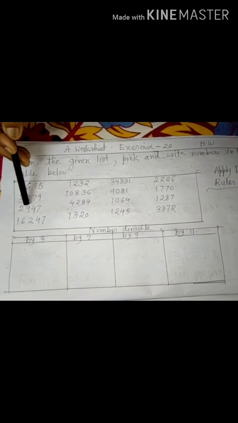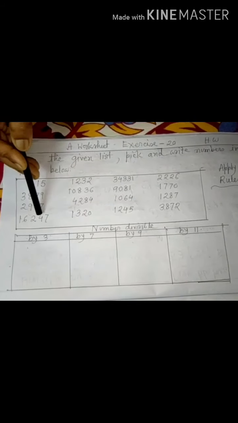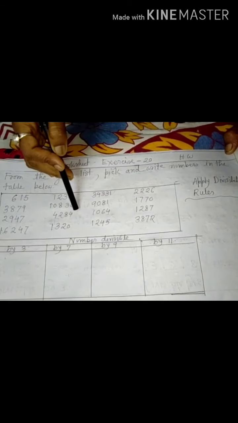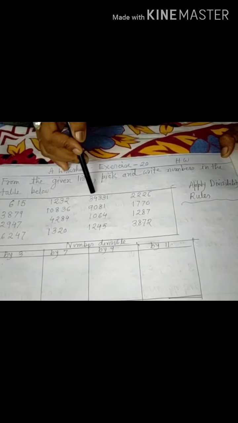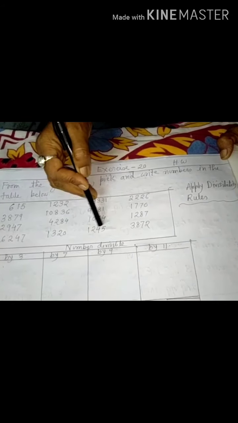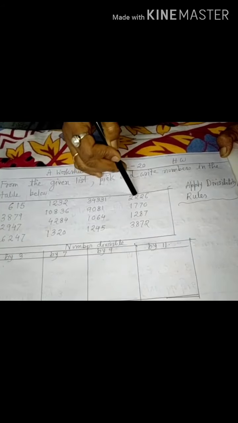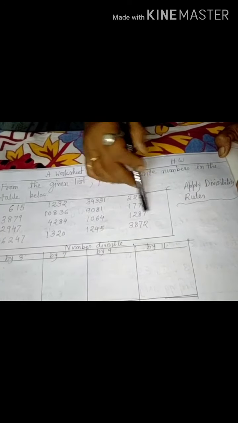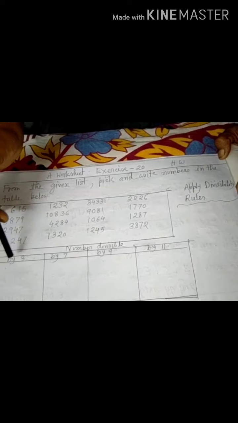615, 3,879, 2,947, 16,247, 1,232, 10,836, 4,284, 1,320, 34,331, 9,081, 1,064, 1,245, 2,226, 1,770, 1,287, 3,872.